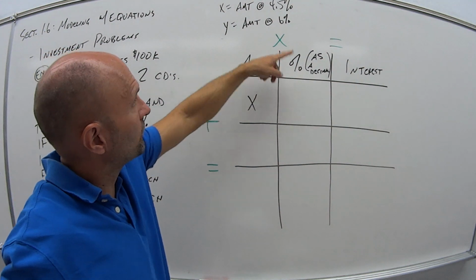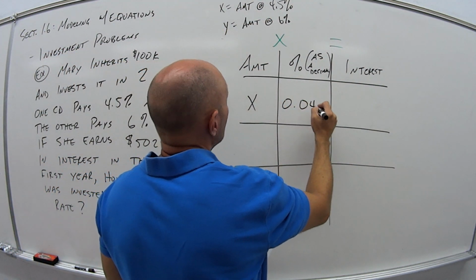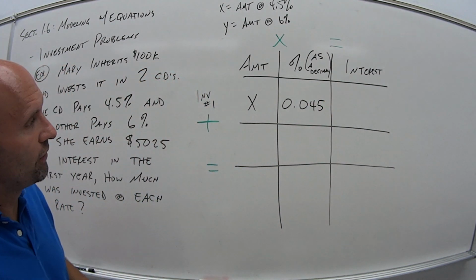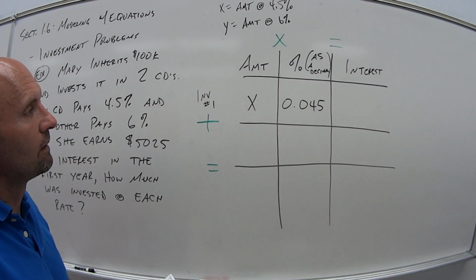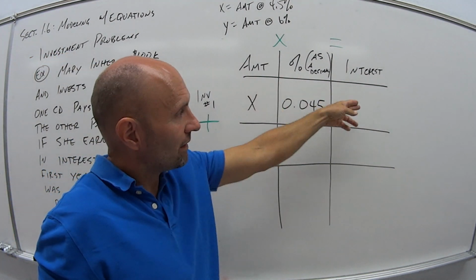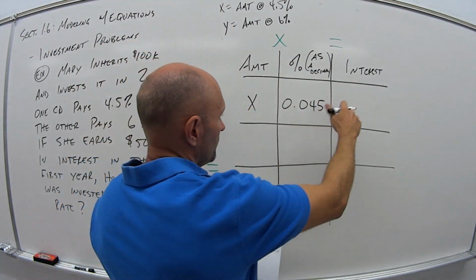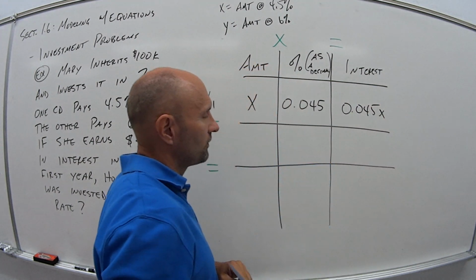So in this column, the percent, well, it's 4.5%. So as a decimal, that's 0.045. And so then the last column, I just multiply these two together. So this gives me 0.045x.